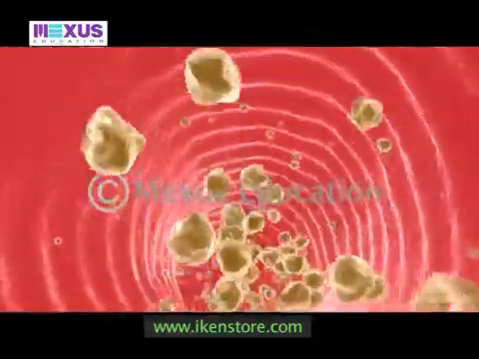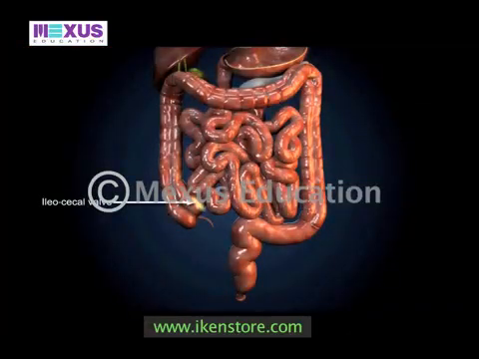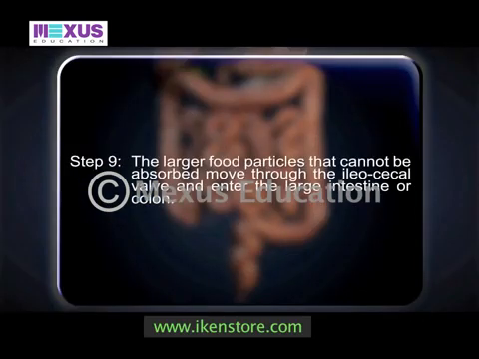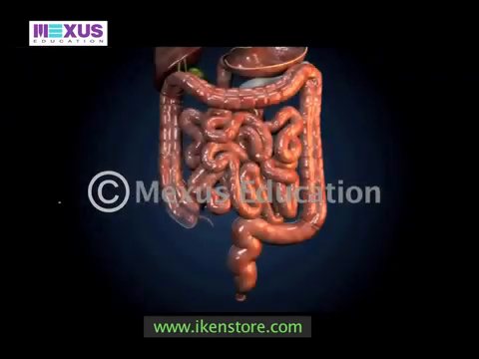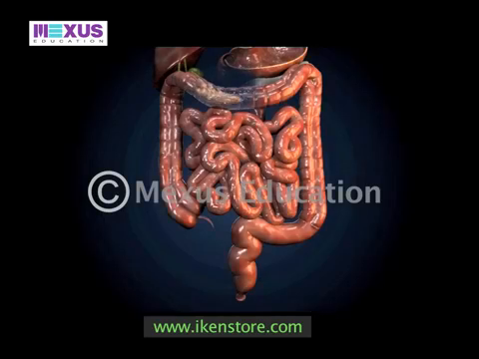The larger food particles that cannot be absorbed move through the ileocecal valve and enter the large intestine or colon. The colon absorbs water, minerals and produces mucus. The undigested food gradually solidifies as it moves through the colon. This food is considered as waste formed into feces.